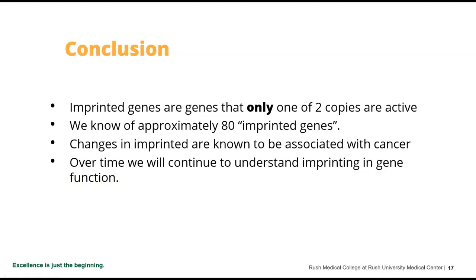So imprinted genes are genes for which only one of the 2 copies is active. We know about 80 imprinted genes. This is known to be associated with cancer, but we don't really understand it that well yet. And over time, we'll continue to understand the importance of imprinting in genetics.